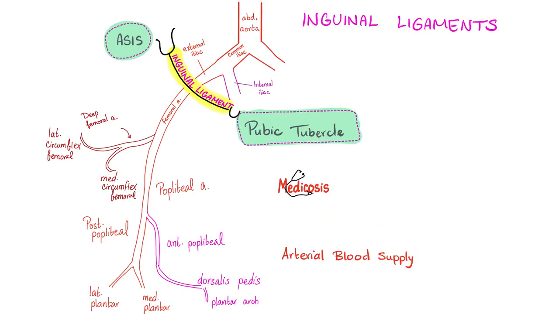The external iliac artery continues as the femoral artery in the lower extremity. If you want to learn more about the branches of the femoral artery, please refer to my video on anatomy of the lower extremities.